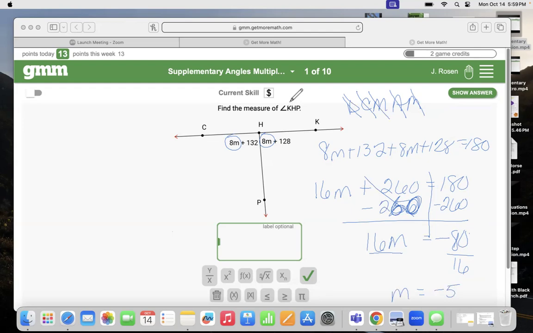And it wants to know the measure of KHP. So KHP is this one. So we're going to substitute that in. 8 times m, which is negative 5, plus 128. So that's negative 40 plus 128 is 88.